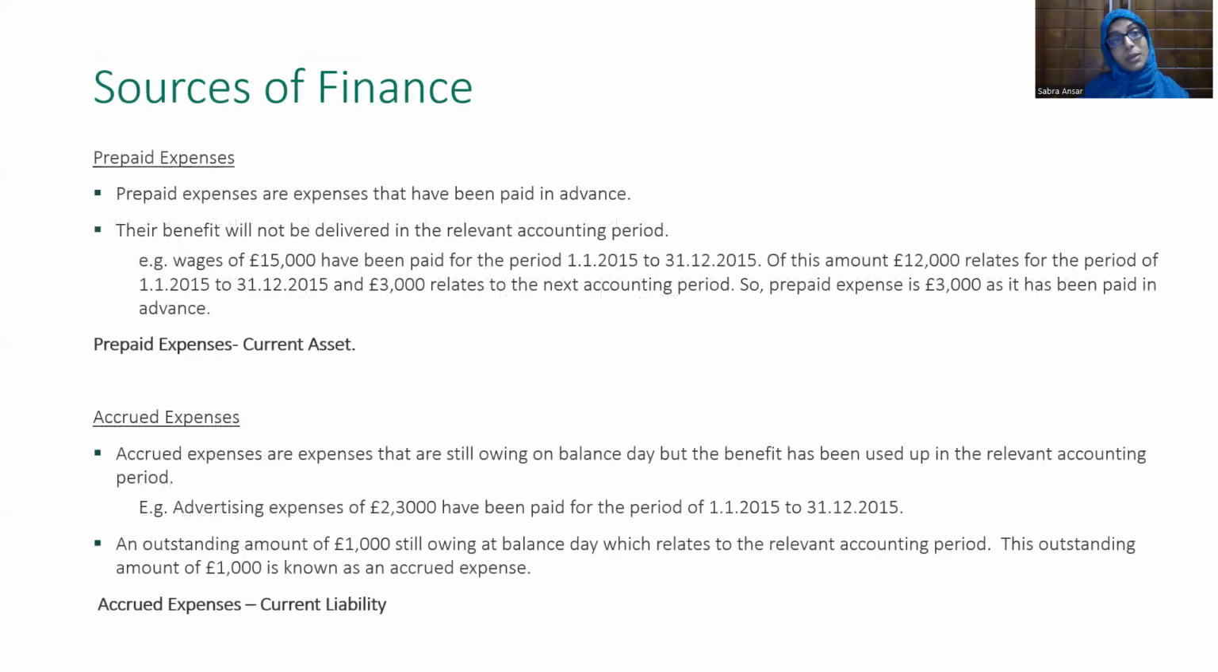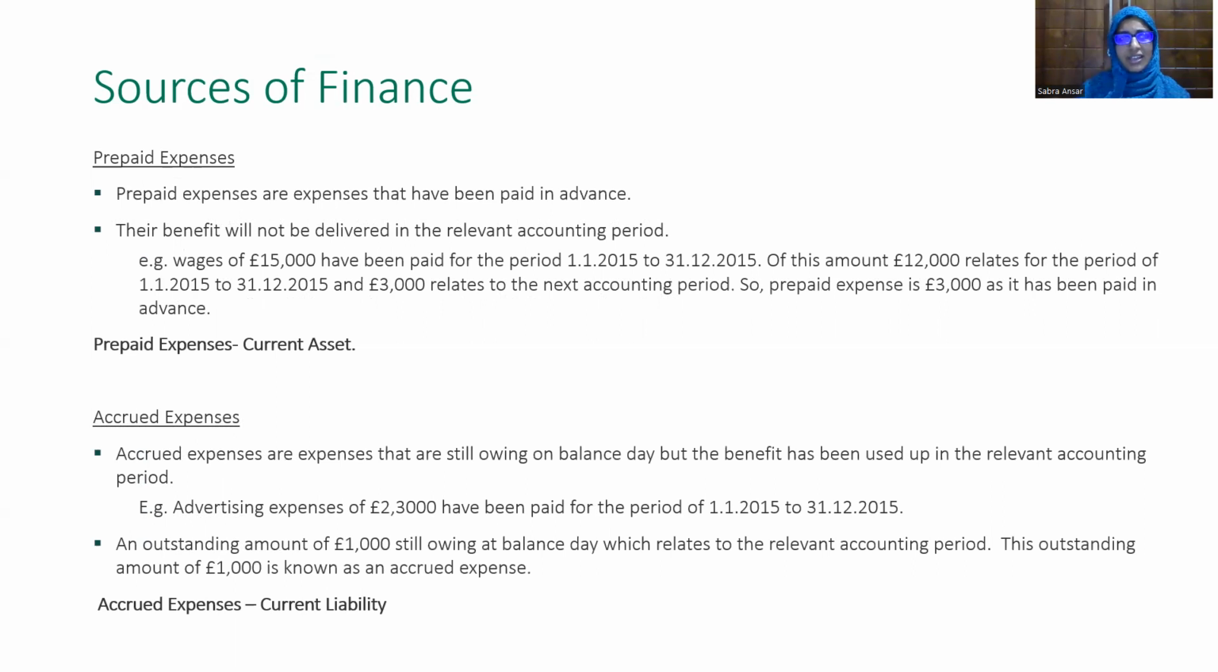So when it comes to prepaid expenses, what happens is that prepaid expenses are expenses that have been paid in advance. So as you can see, something that is paid in advance will be included in an organization's report.